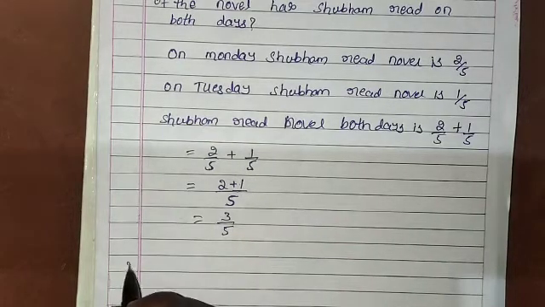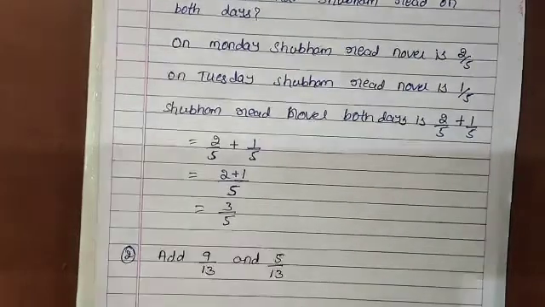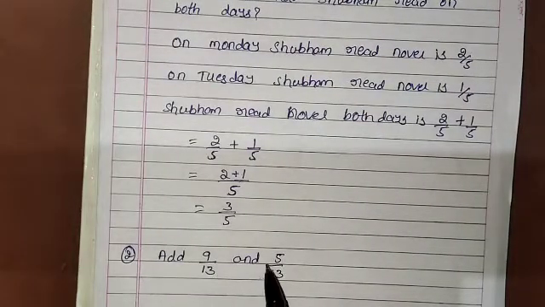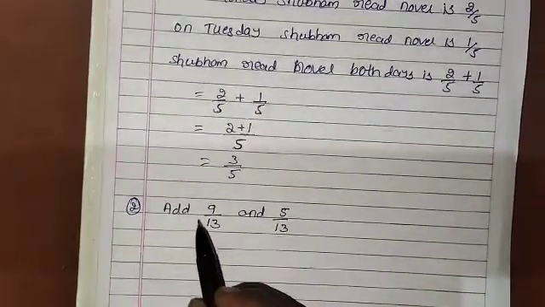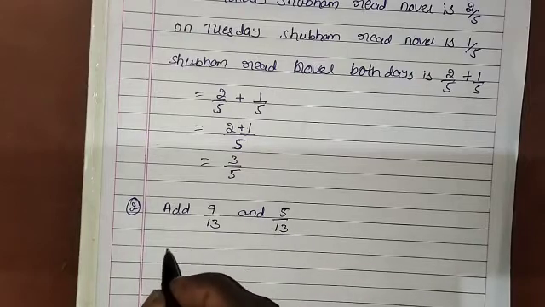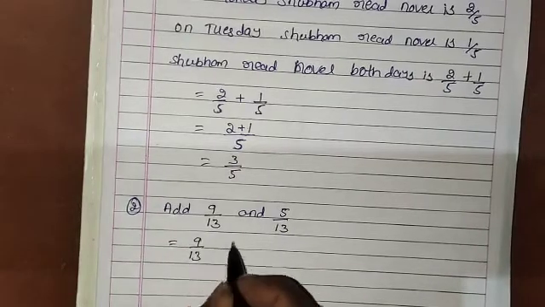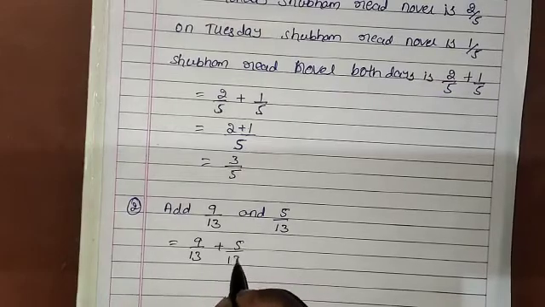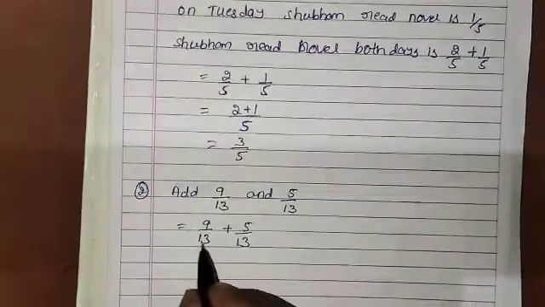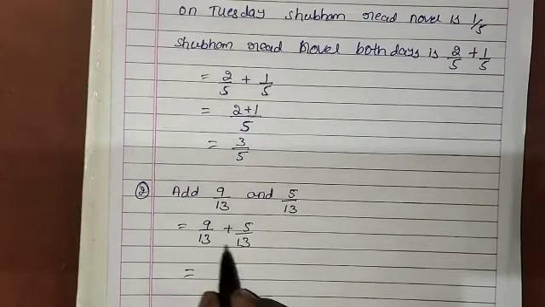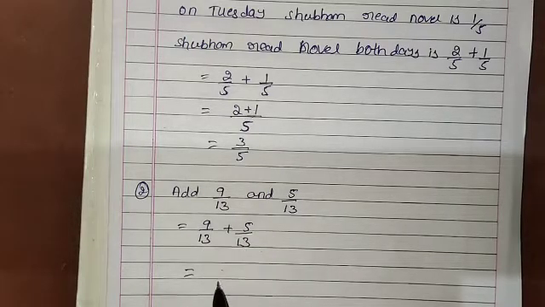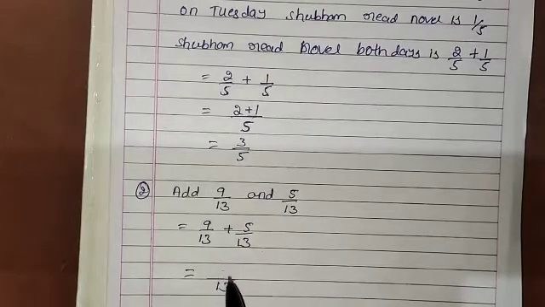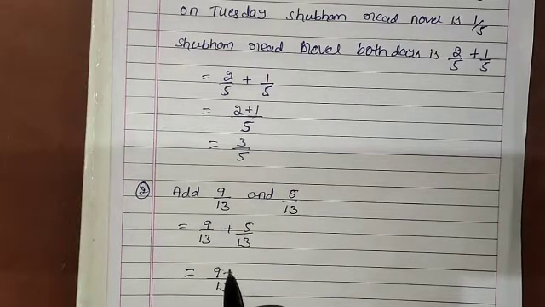Let's see the second problem. Add 9 by 13 and 5 by 13. Let's see how to add these two like fractions. Here we have to add 9 by 13 plus 5 by 13. This is the meaning of addition. In the denominator we have the same number, so the LCM is the denominator itself, because both fractions have the same denominator. That is, 13 is the LCM.